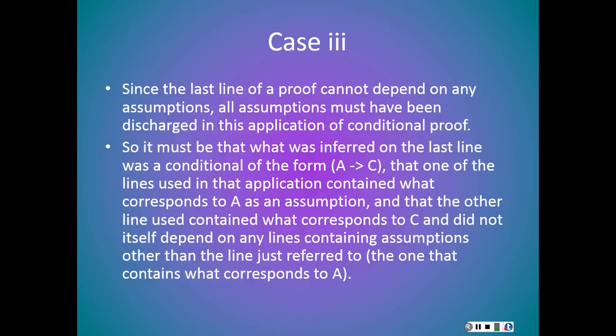So it must be that what was inferred on the last line was a conditional of the form if A, then C, that one of the lines used in that application contained what corresponds to A as an assumption, and that the other line used contained what corresponds to C, and did not itself depend on any lines containing assumptions other than the line just referred to, the one that contains what corresponds to A. That is, in this case, it must be that the only assumption that was used and the only assumption which the lines that we use depend on is A, because all assumptions needed to have been discharged in this application of conditional proof so that the last line depends on no assumptions.